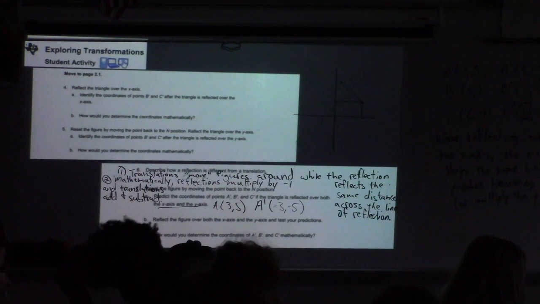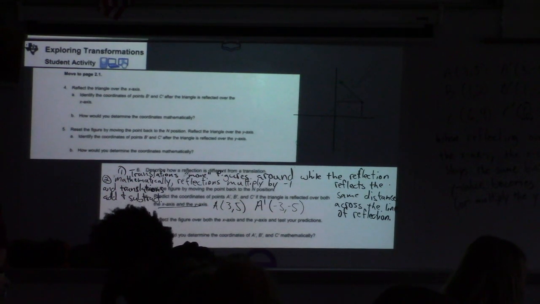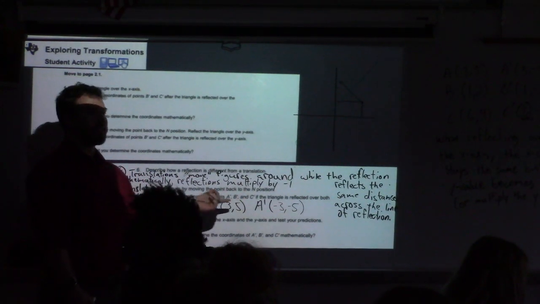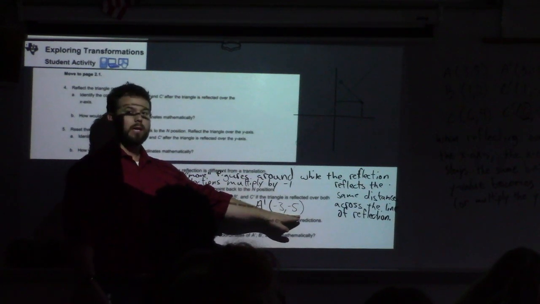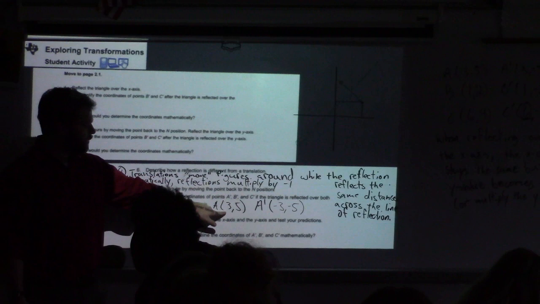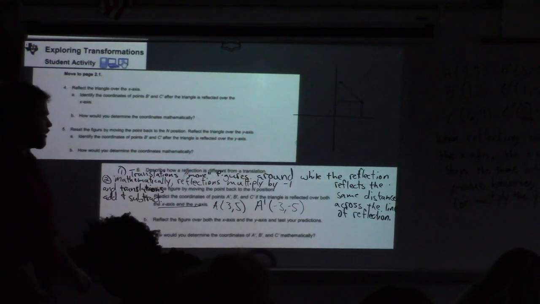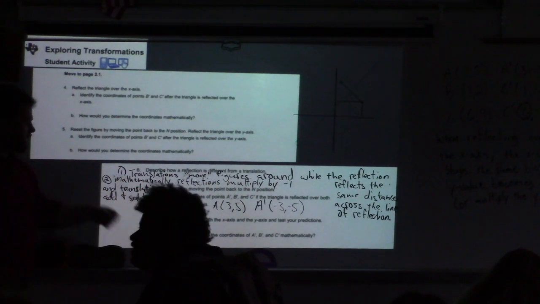So, for those of y'all who couldn't hear, because some people were trying to be quiet but weren't quiet enough, when it's a reflection over the x-axis, the y is multiplied by -1, making it -5. And then when we reflect it over the y-axis, the x is multiplied by -1, making it -3. So both of those are going to change signs. And so when we test those predictions, is that what we got?